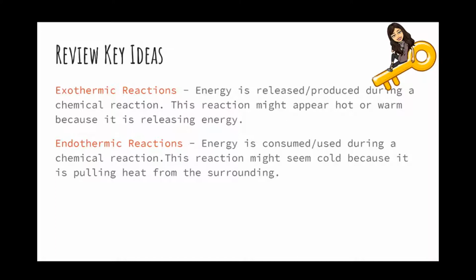An exothermic reaction is one where energy is being released or produced during the chemical reaction. When you have an exothermic reaction, it might appear hot or warm because it's releasing energy. It could also appear bright or produce noise, because those are two other forms of energy that could be released.